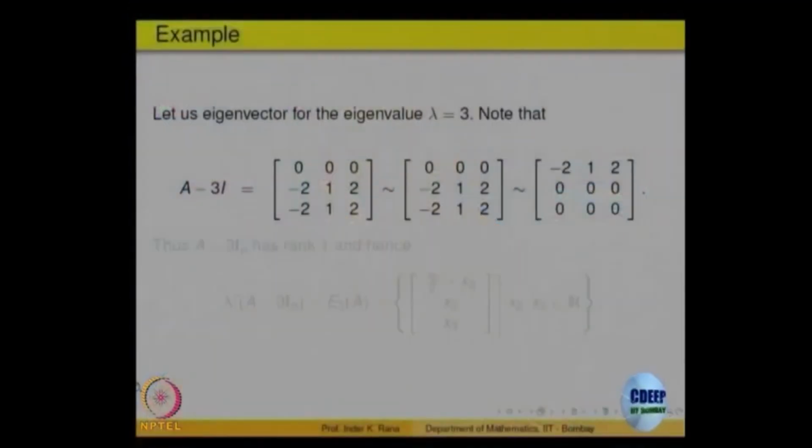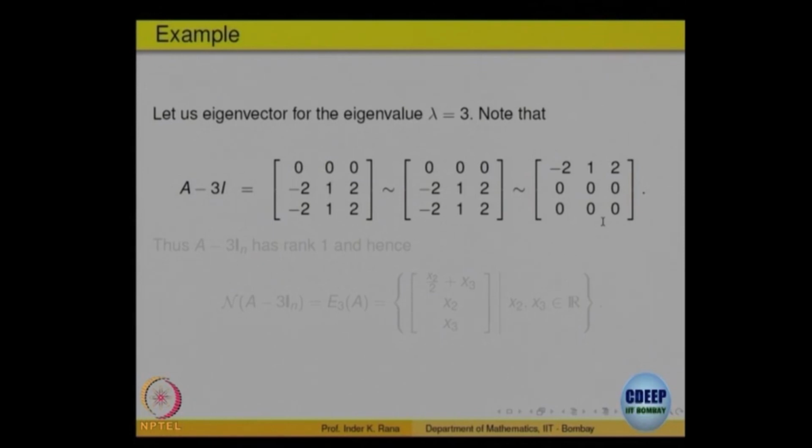We will have to see for lambda equal to 3 what happens, what the null space is. We have to find the geometric multiplicity of the eigenvalue lambda equal to 3. If it is 2, then we are lucky, then we can diagonalize. If not, then it is not diagonalizable. So, let us check what happens. For lambda equal to 3, A minus 3I is this matrix, and you reduce it to row echelon form, that comes out to be this.